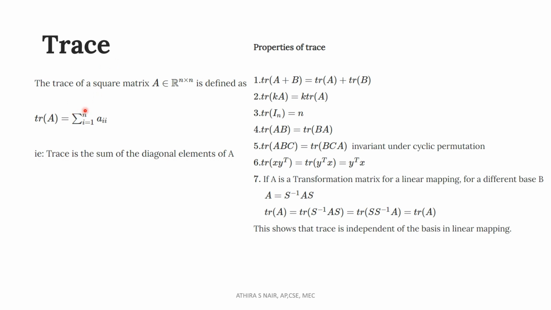Trace. The trace of a square matrix is defined as trace of A is equal to the summation of a_ii. That is, trace is the sum of the diagonal elements of A. So now we will see the properties of trace.